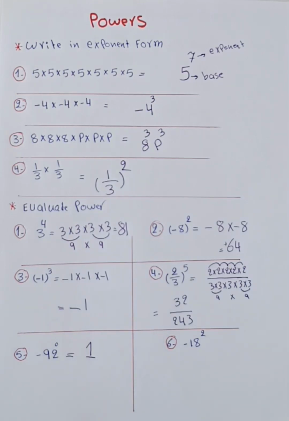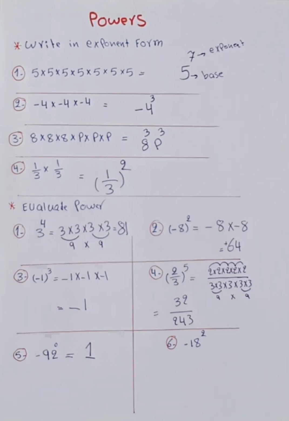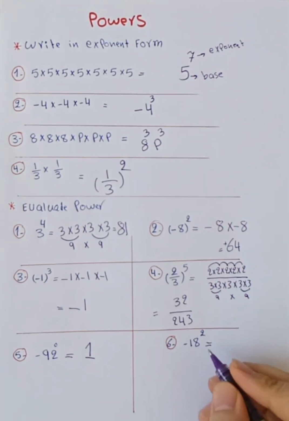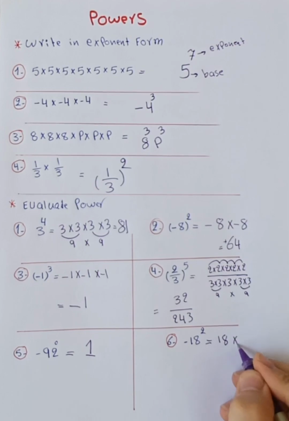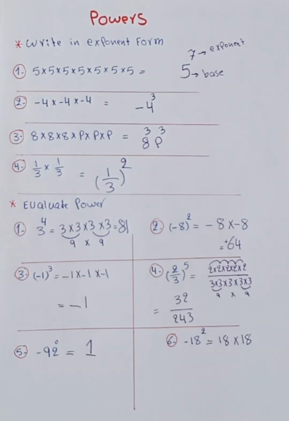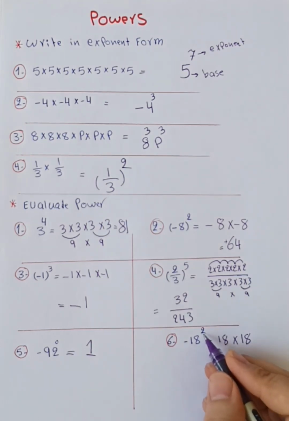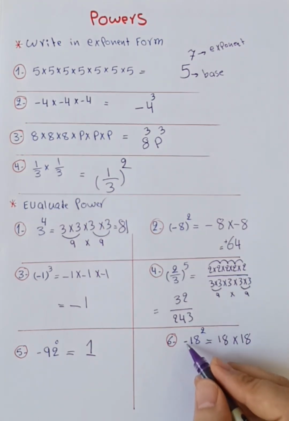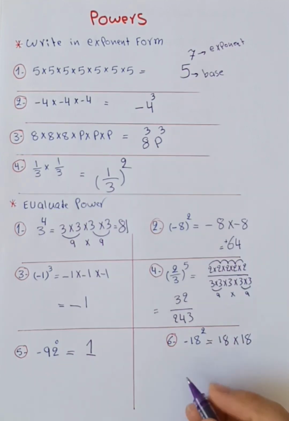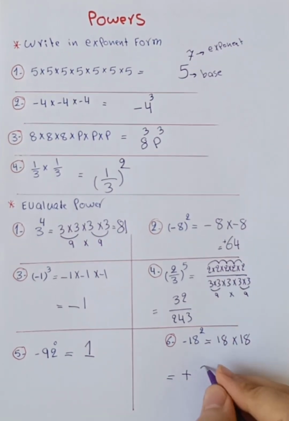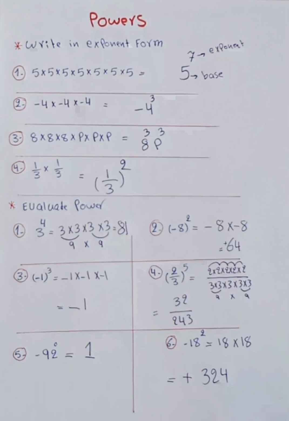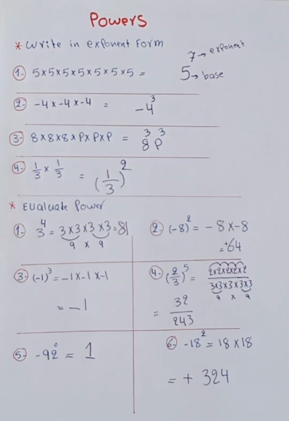And then we have example number 6. Example number 6, you have negative 18 squared. You have to multiply 18 by 18 2 times. 18 times 18, and then we have an even number, so this negative sign changes to positive, and then 18 times 18 equal to 324. So the value for this expression is equal to 324.